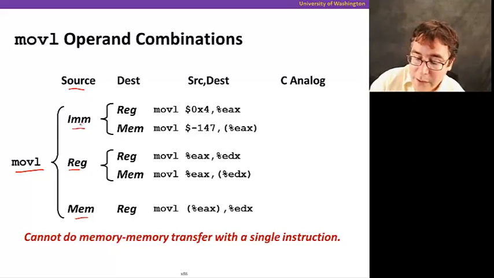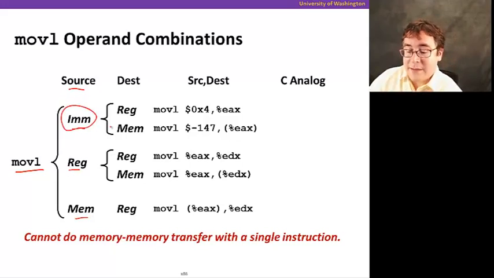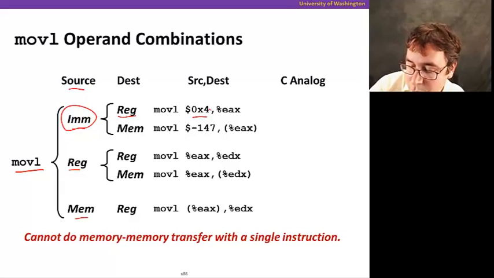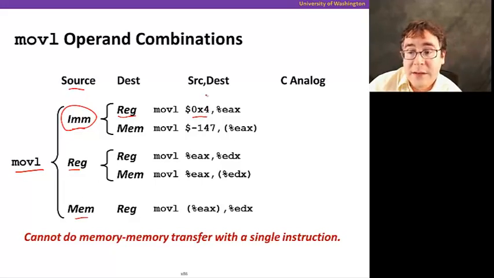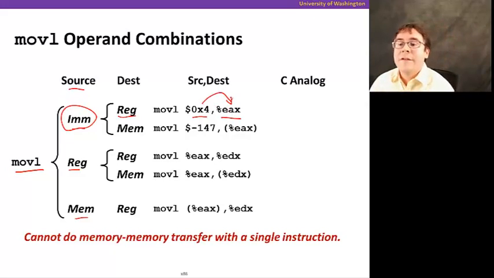Suppose that you have an immediate as a source operand, and then you can have a register as a destination operand. Here's an example. 4 is a constant, so it is a source operand. EAX is the register, and this is going to store the value hex 4 in register EAX. Now we can also have memory as a destination.